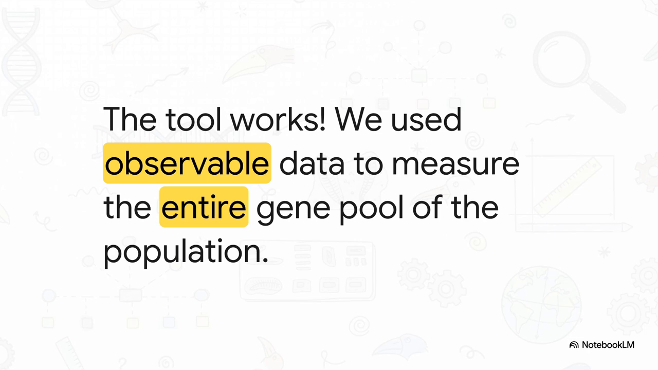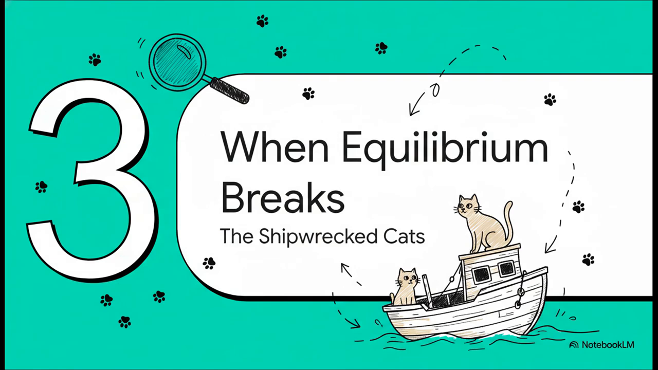The Hardy-Weinberg equations literally let us see the invisible genetic frequencies. Pretty powerful stuff. But what happens when the numbers don't match? What if a population is actually evolving? This is where our genetic ruler turns into a detective's tool.